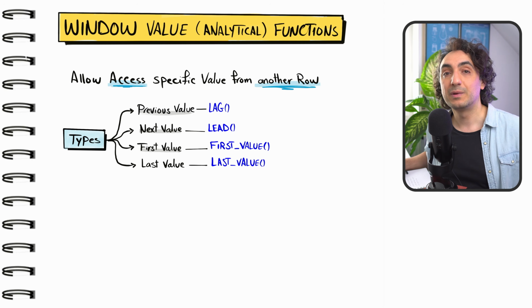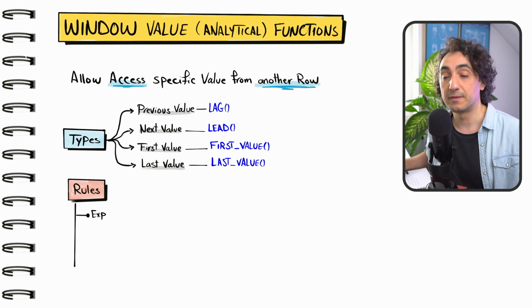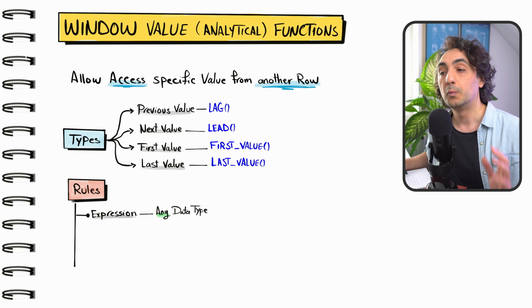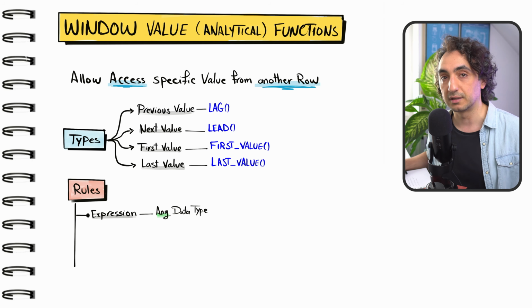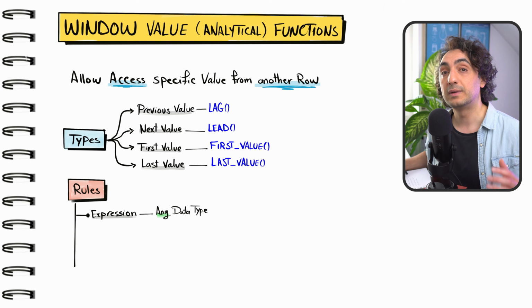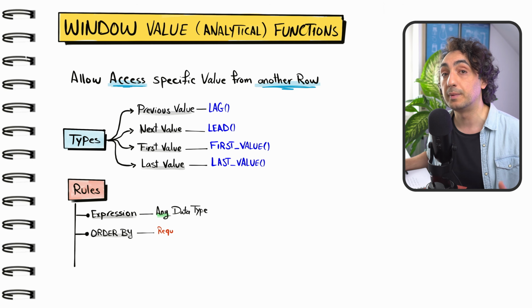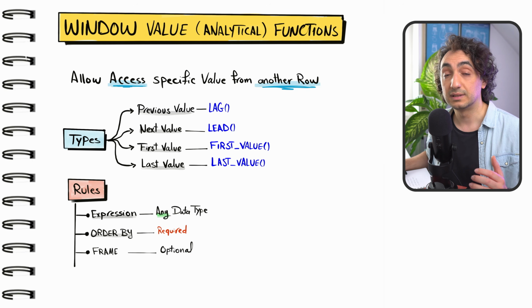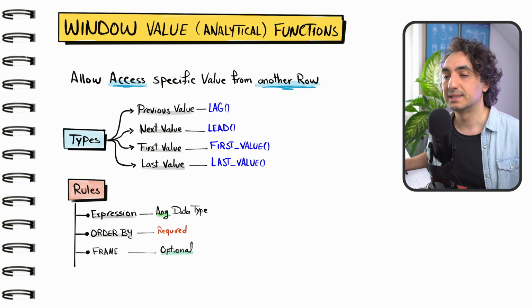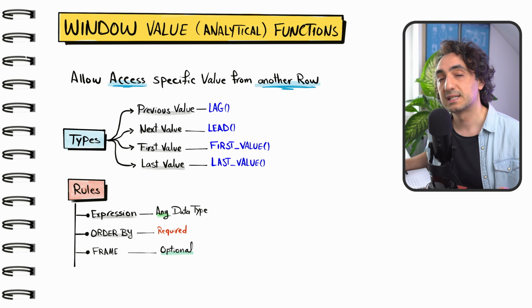Moving on to the next one, we have the rules of the syntax. The first point is the expressions. We can use any data type. It could be a number, a string, a date, anything. Now, in order to perform those functions, we have to sort the data using ORDER BY. So ORDER BY is required, it is a must. Then for the frame, you are allowed to use it, so it is optional. I would say always leave it empty for the frame, but only for LAST_VALUE you have to customize it, otherwise it will not work.